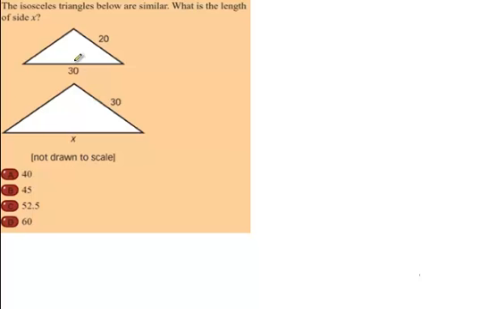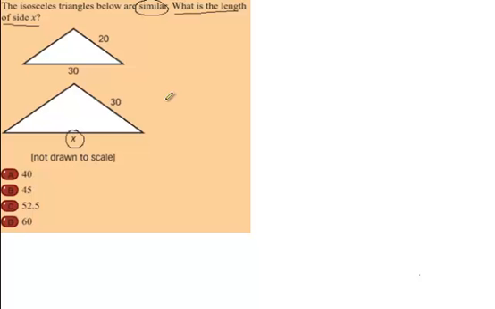So here we go. The isosceles triangles below are similar. What is the length of side x? Hey, buddy, there you are. Not drawn to scale. Okay, so we have isosceles triangles. The most important point here is that they're similar. We want to know the length of side x.